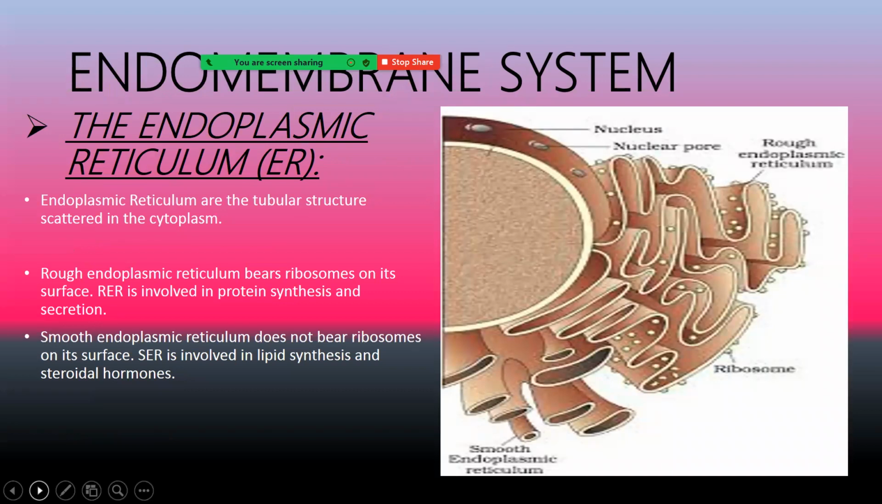The very first, endoplasmic reticulum. We all know that the endoplasmic reticulum is made of tubular structures scattered in the cytoplasm. They also form a connection between the nucleus and the cell membrane. There are 2 types of endoplasmic reticulum, rough and smooth. Rough endoplasmic reticulum bears ribosomes on its surface, and that's why it's named rough. You can see it in the picture also. It is also known as RER, and it is involved in protein synthesis and secretion.